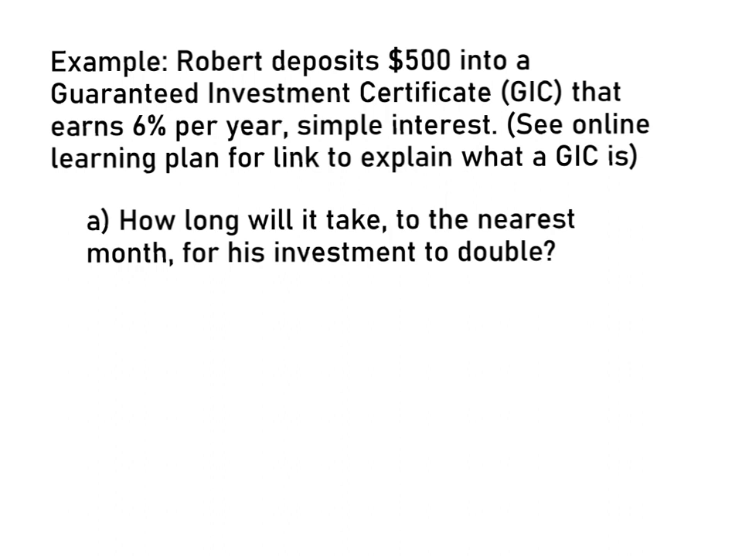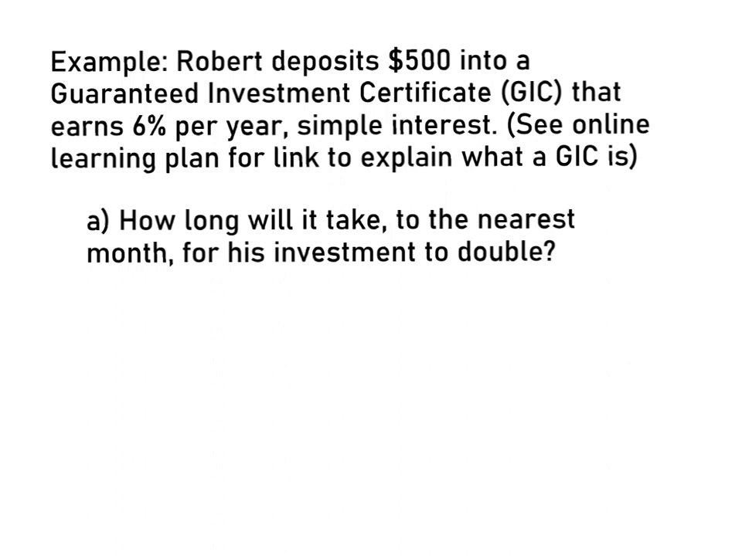And then we may get some situations in which we have to move around formulas or use more than one formula to make things work. So in this case, we have Robert. Robert deposits $500 into a guaranteed investment certificate, which is a GIC, that earns 6% per year simple interest. And I actually posted a link with a little bit of an explanation about what a GIC is. If you want to, in the online learning plan, you can click on that and read about it.